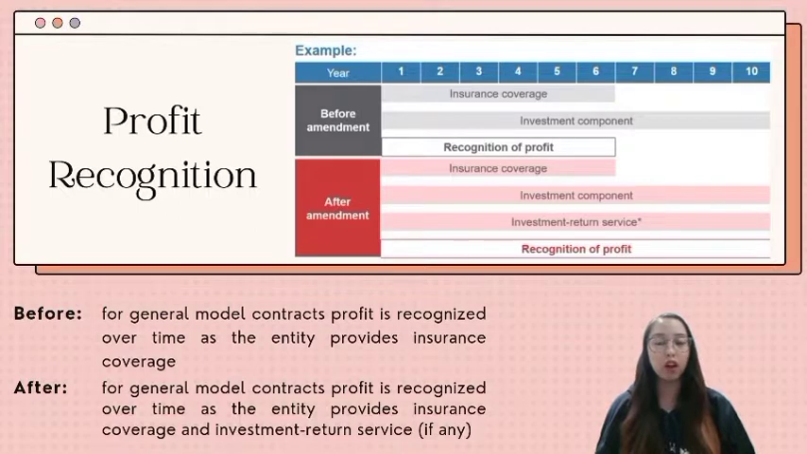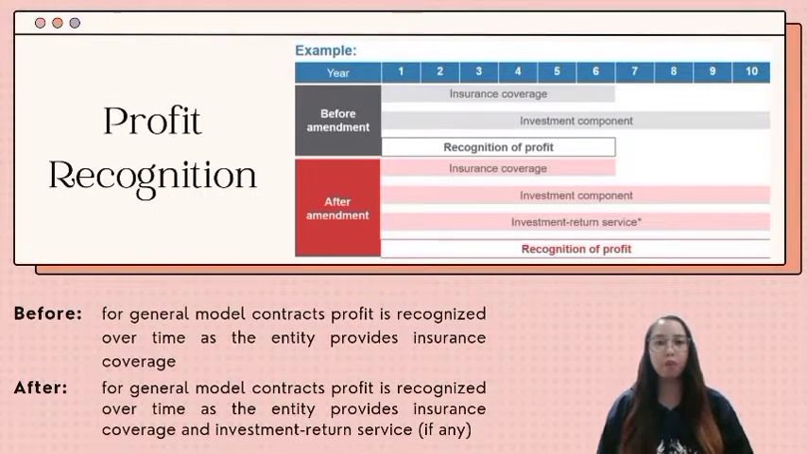After, for general model contracts, profit is recognized over time as the entity provides insurance coverage and investment return service, if any. So the next amendment naman po is about profit recognition. In-identify po ni IFRS 17 kung paano po dapat i-recognize yung profit sa isang contractual service margin kung saan si entity ay nagpo-provide po siya ng service sa kanyang policyholders.